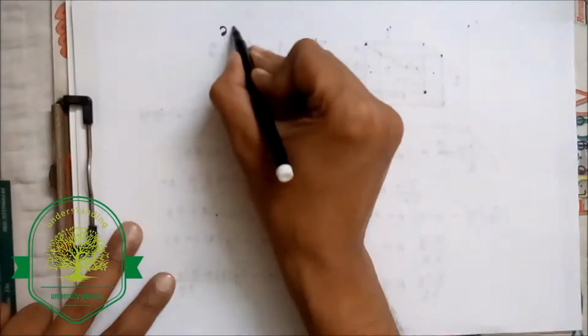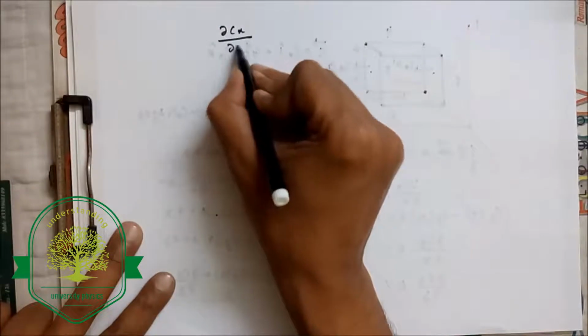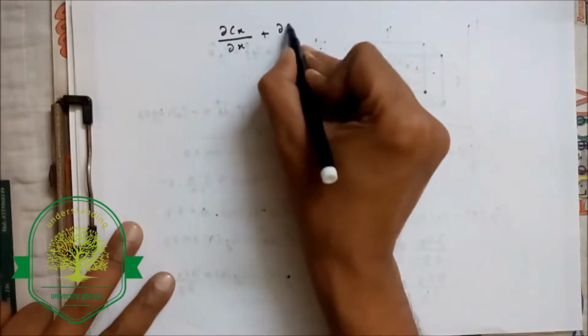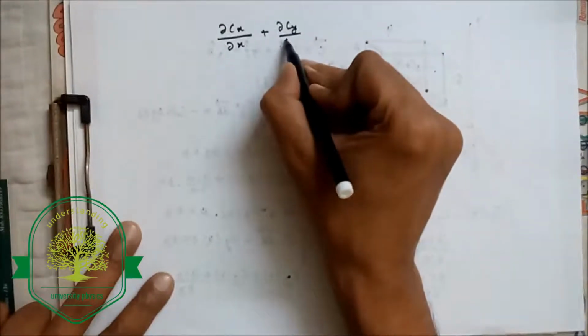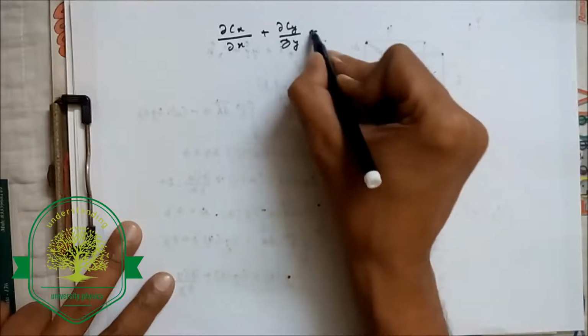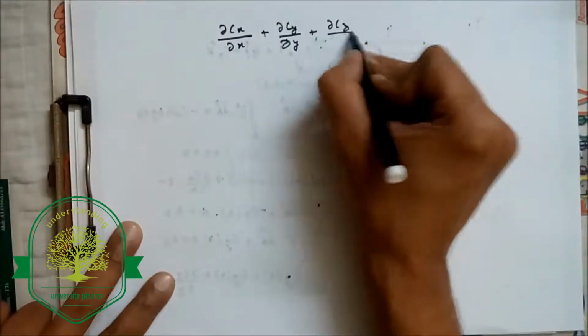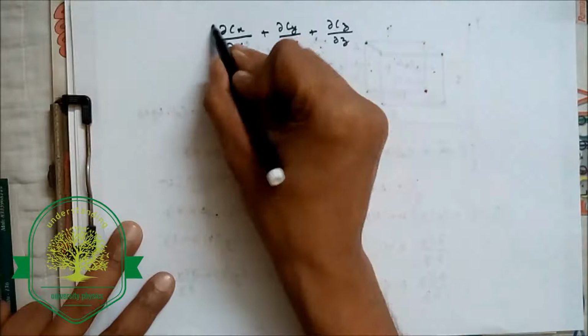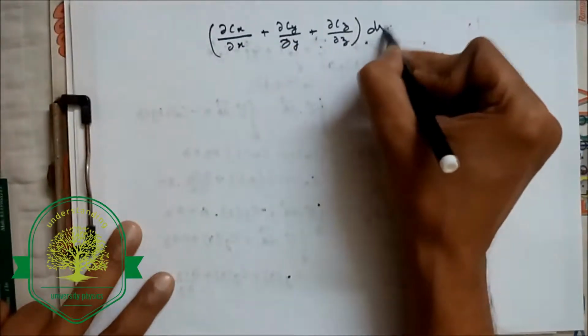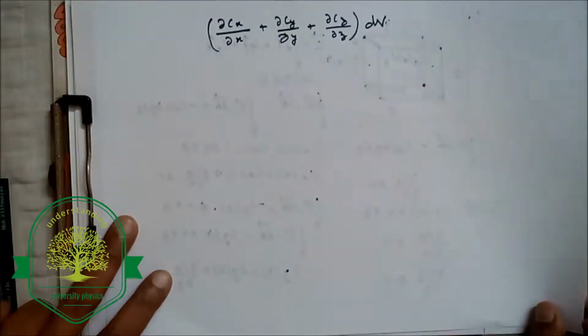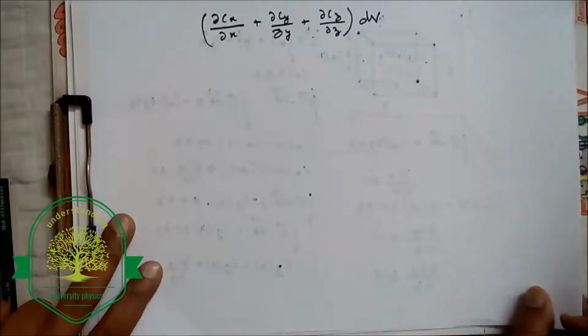So that is partial of cx with respect to x plus partial of cy with respect to y plus partial of cz with respect to z times dv if I let all the lengths go to 0.